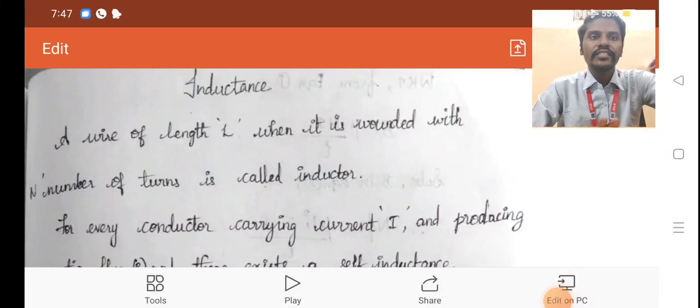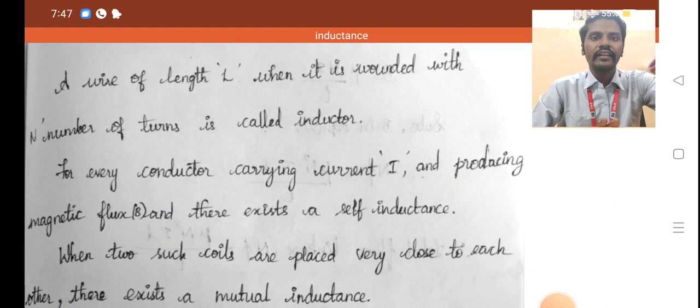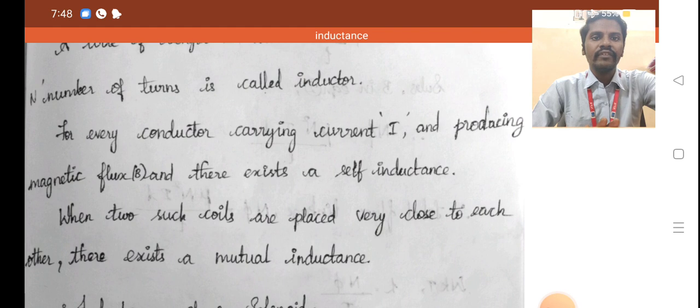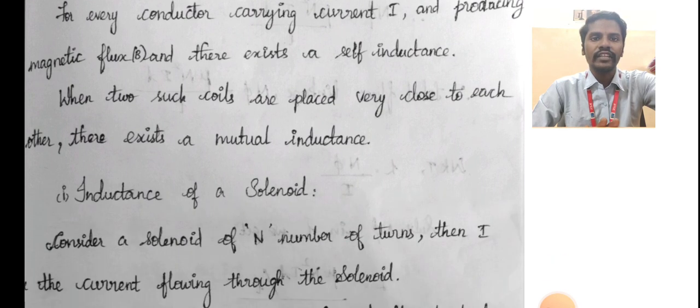Hi everyone, in today's class we are going to discuss inductance. Inductance is nothing but a wire of length L, which, when wound with N number of turns, is called an inductor. Every conductor carrying a current I produces magnetic flux B, and there exists a self-inductance. When two such coils are placed very close to each other, it is called mutual inductance.